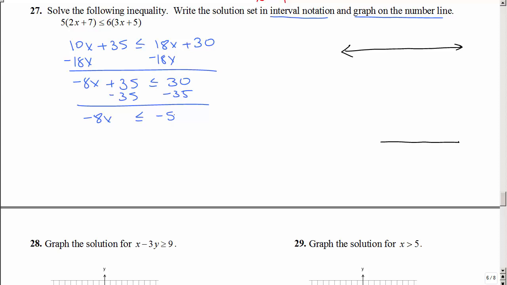At this point I have to solve for x. So if I divide an inequality by a negative, what happens? I reverse that inequality. You multiply or divide by a negative on an inequality, you reverse that inequality.